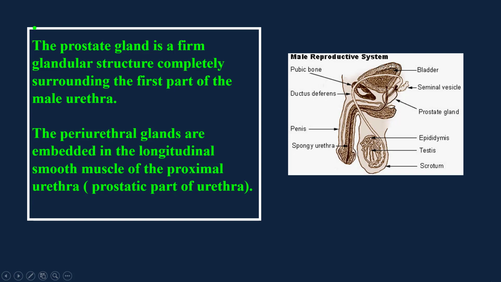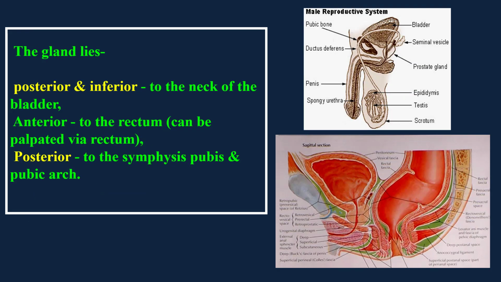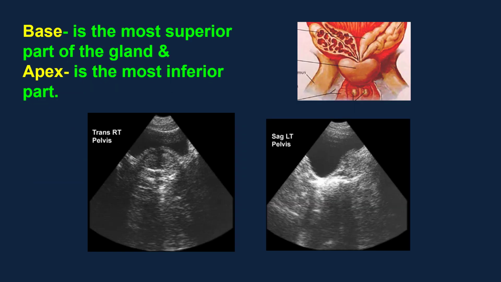The prostate gland forms a glandular structure completely surrounding the first part of the male urethra. The periurethral glands are embedded in the longitudinal smooth muscle of the proximal urethra. The gland lies posterior and inferior to the neck of the bladder, anterior to the rectum and posterior to the symphysis pubis and pubic arch.